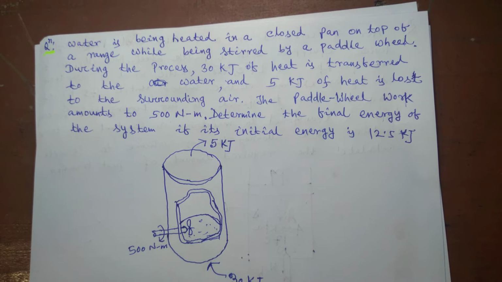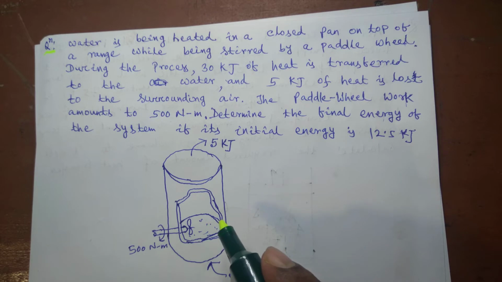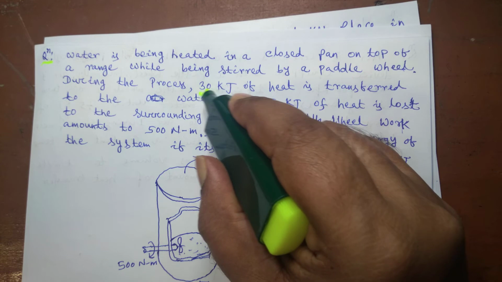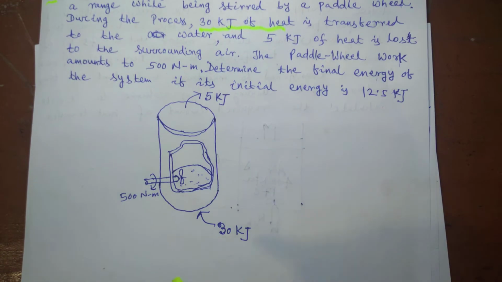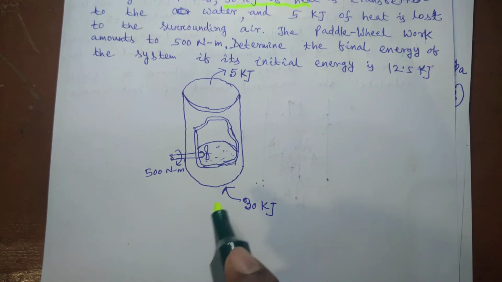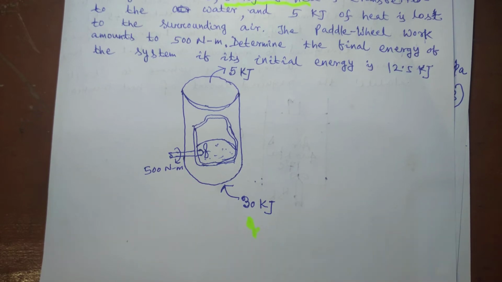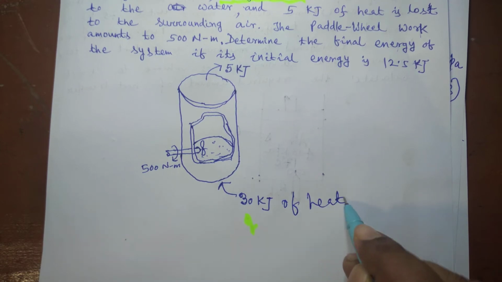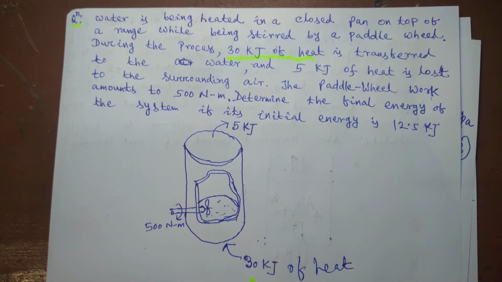So here water is being heated in a closed pan, so that means it is a closed system. During the process 30 kilojoule of heat is transferred to the water. This heat is given to the system, and a paddle wheel work is given into the system. Paddle wheel work is always work done on the system.